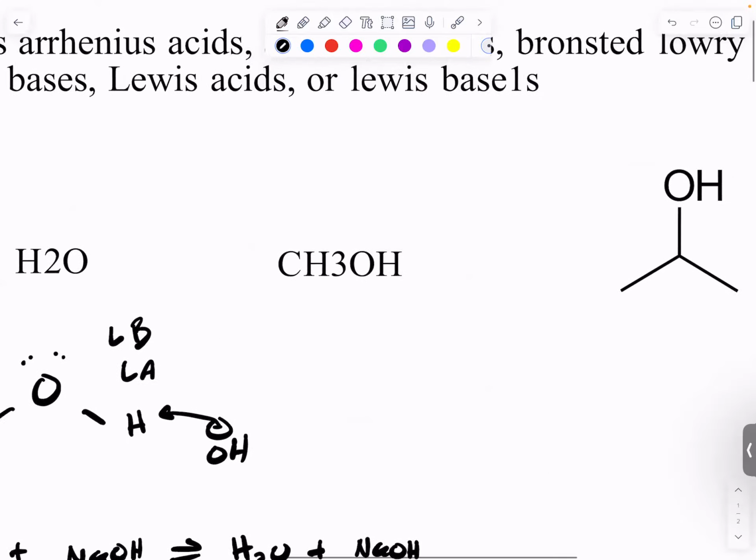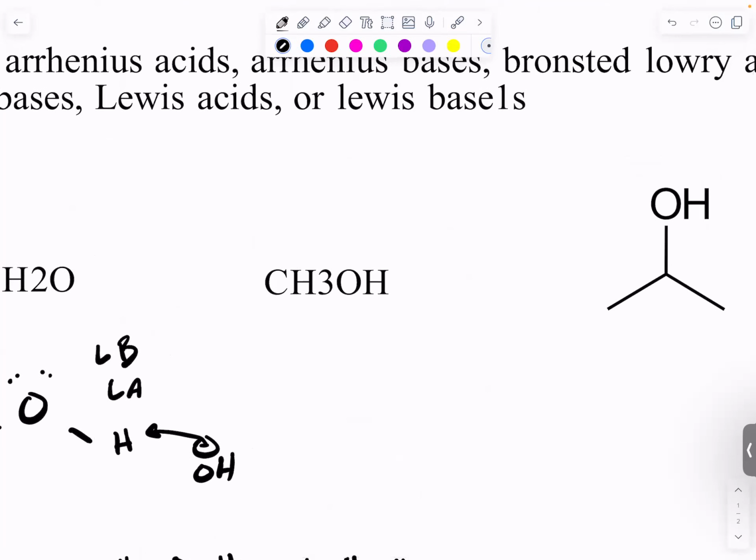Okay. Next one, CH3OH. So in this case, the H's are going to come off and the O is not double bonded. 1, 2, 3, 4. So it means it has two lone pairs. So I would still make the argument that it's a Lewis base. Lewis base. Great. Yes.